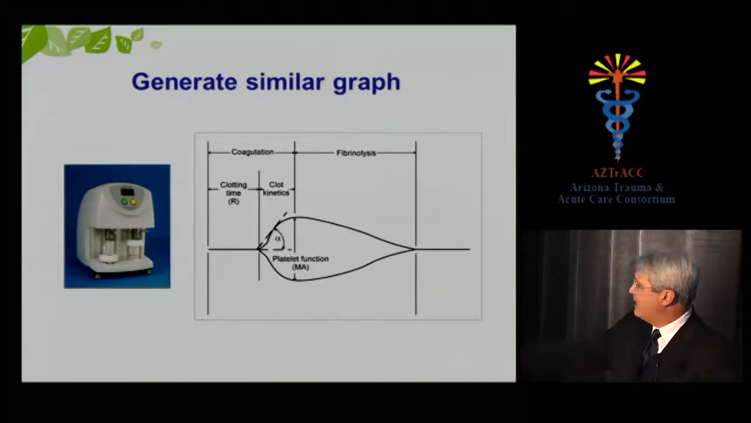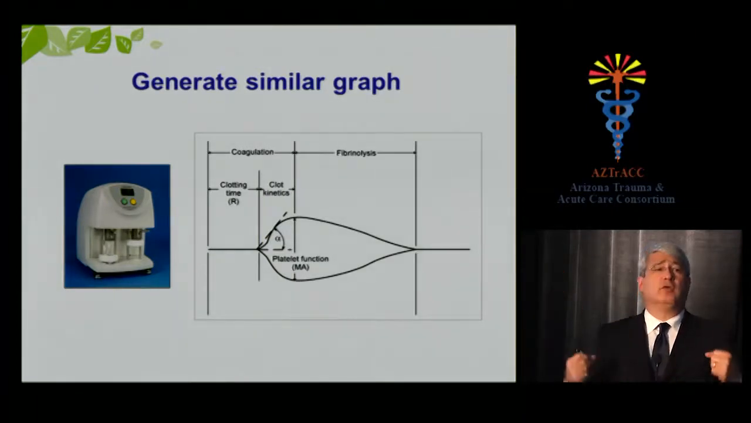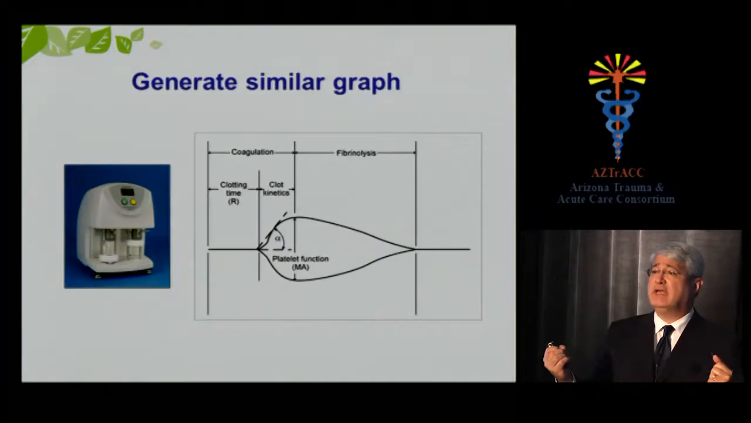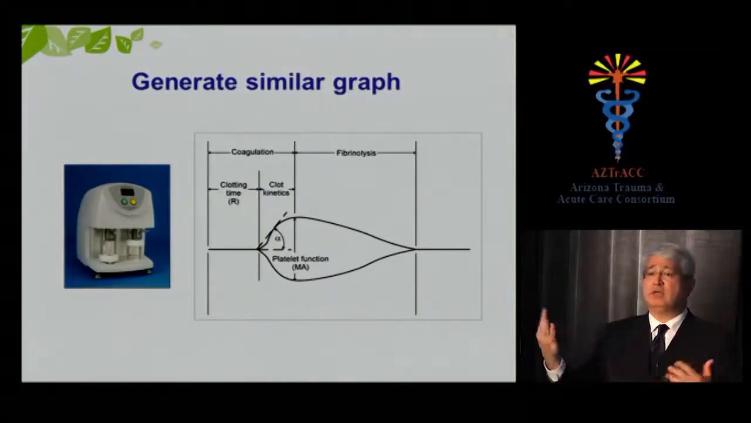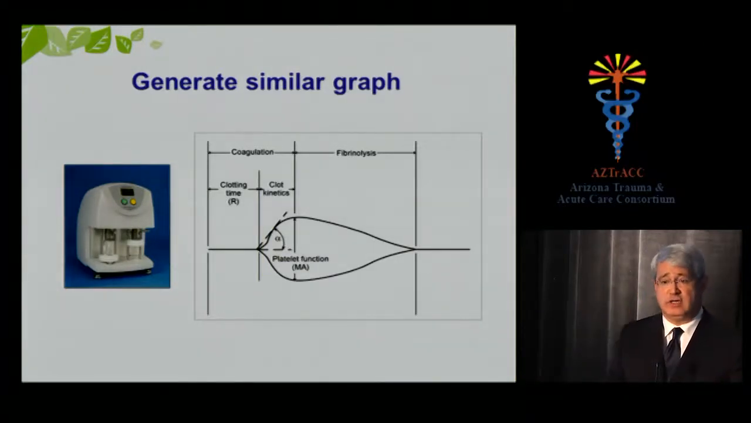So let's say the maximum amplitude is not very strong, which means your clot is not very strong. What are you missing? What makes a clot strong? Platelets and fibrinogen. So if the maximum amplitude is not that wide, you know that the problem is a clot that's not good, not strong enough.